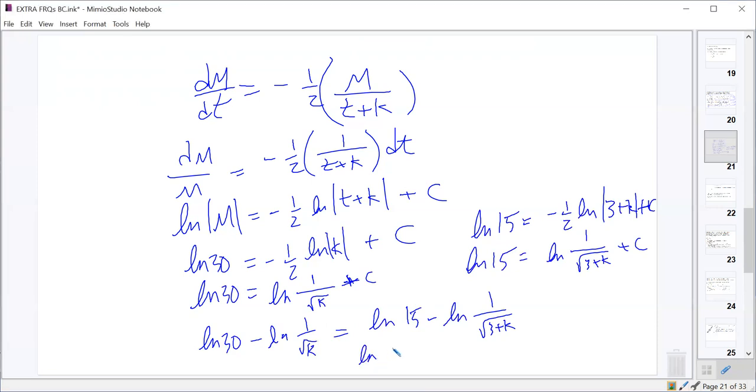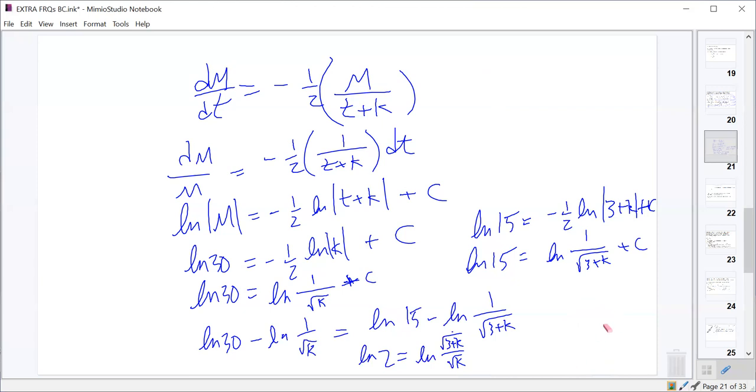So we're going to have natural log of 2 equals, and then the same thing here, we're going to add this one over. So we're going to get natural log of 1 over root k minus natural log of 1 over root 3 plus k. So that's going to give us natural log of root 3 plus k over root k. And that tells us that 1 over root k over 1 over root 3 plus k should give us the root 3 plus k in the numerator. Yeah, that's all right, Adrian.